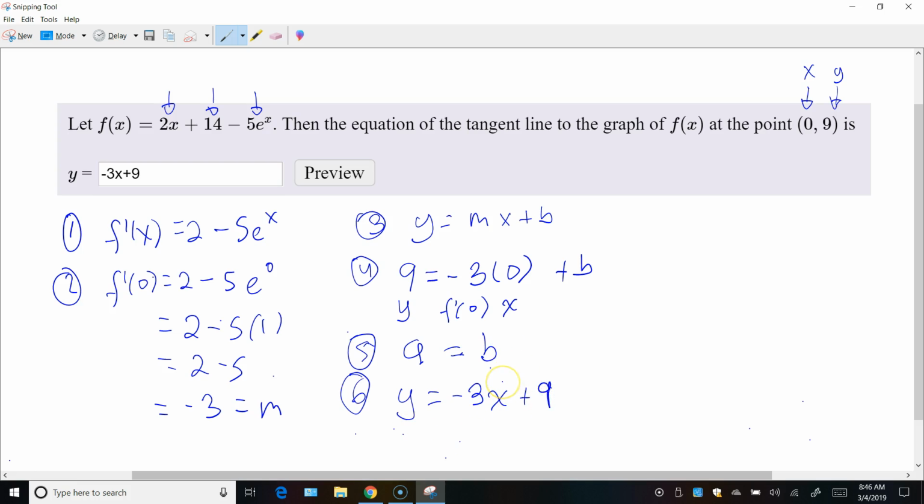And then, for the purposes of this exercise, in the box, look carefully. It says negative 3x plus 9. So only this part of the expression, without the y equals, only the negative 3x plus 9 goes in the box right here, if you're using MyOpenMath. That's it.